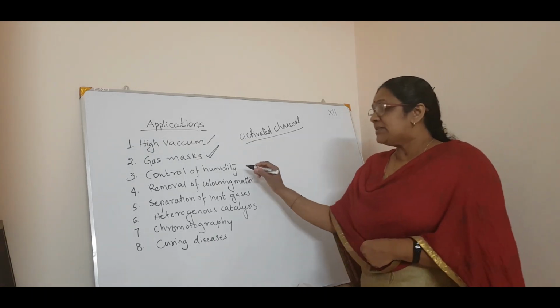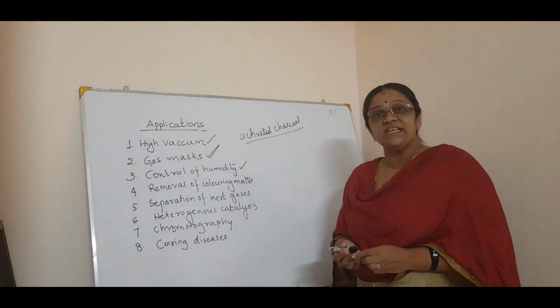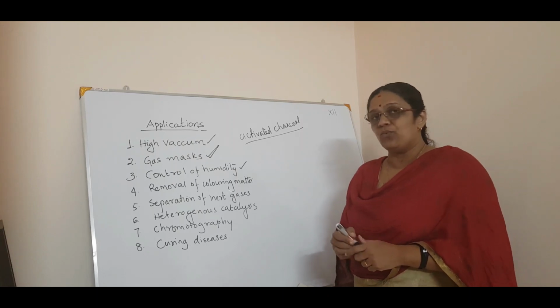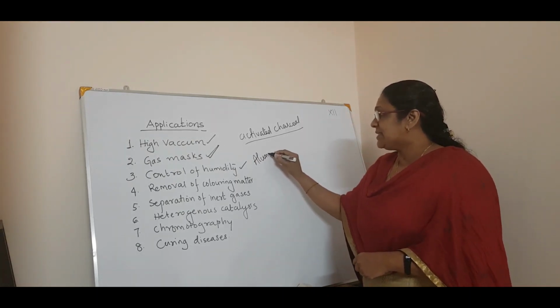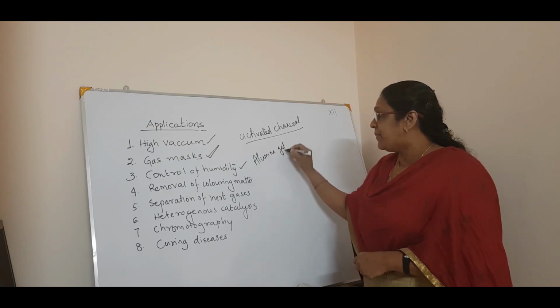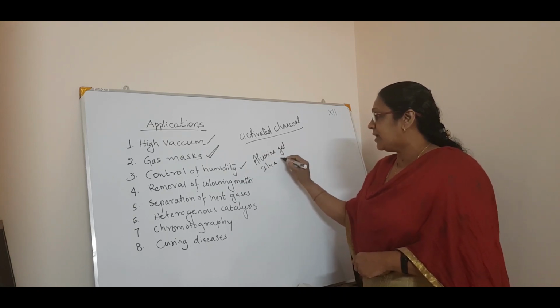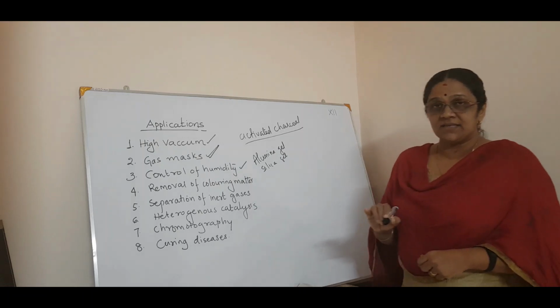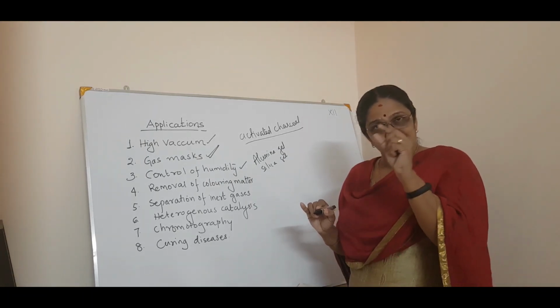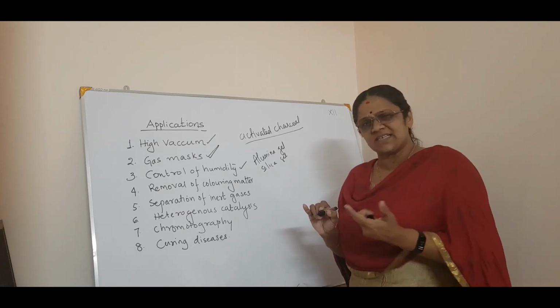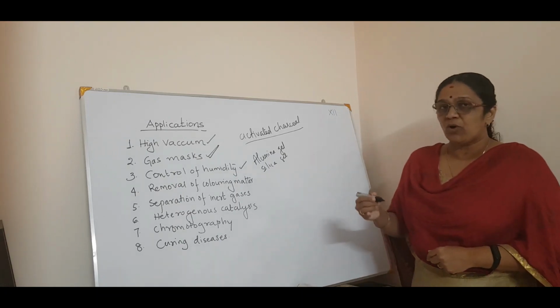Now the third is control of humidity. That you know, isn't it? As we have discussed earlier, the example is alumina gel or simply silica gel. Where you buy new bags, there is a small packet of silica gel in it. We discussed it. They will adsorb the moisture.